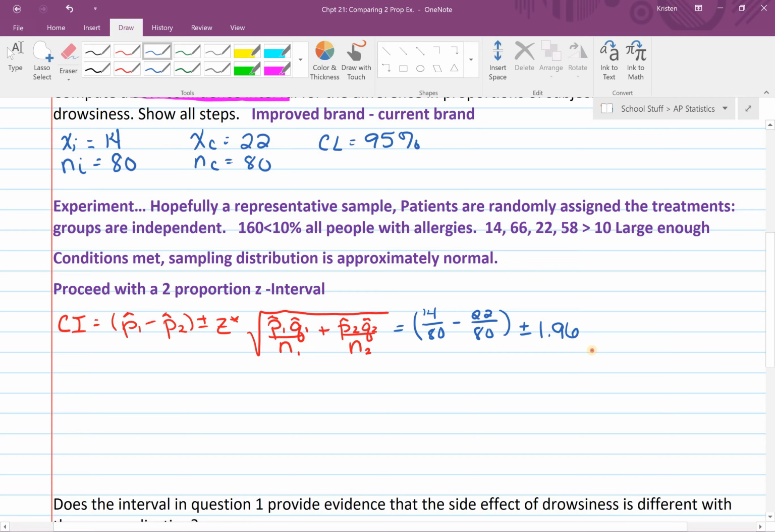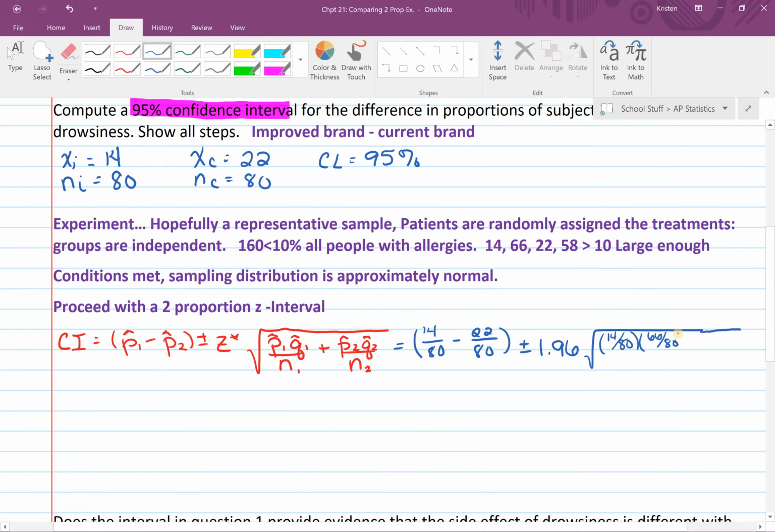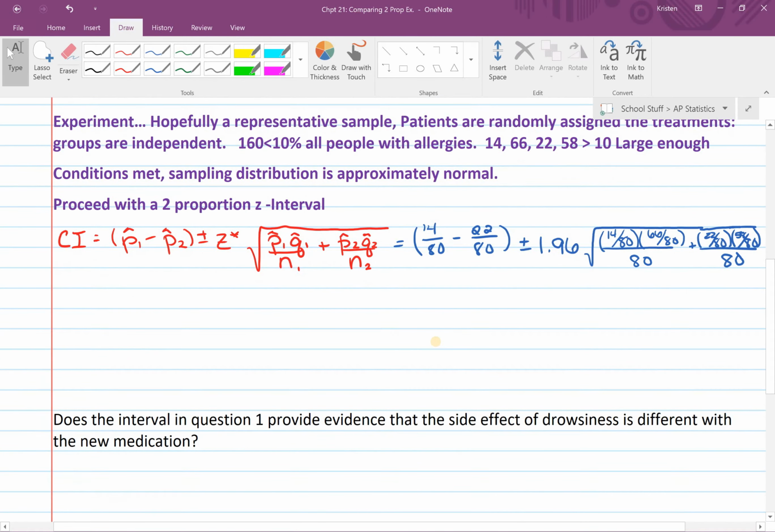So 1.96 times the square root of p hat 1, q hat 1, and this is where it's beneficial that we actually did the computations above, all over n1 plus p hat 2, q hat 2, all over n2. Once you've shown that work, you can just go back to your calculator and have it finish the rest of it.